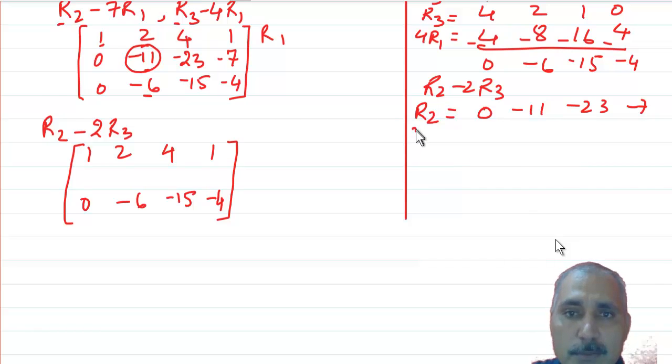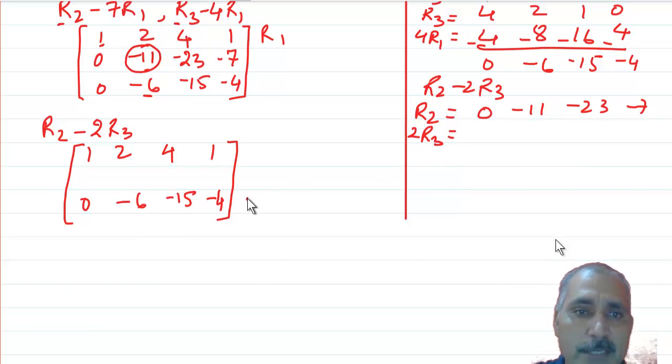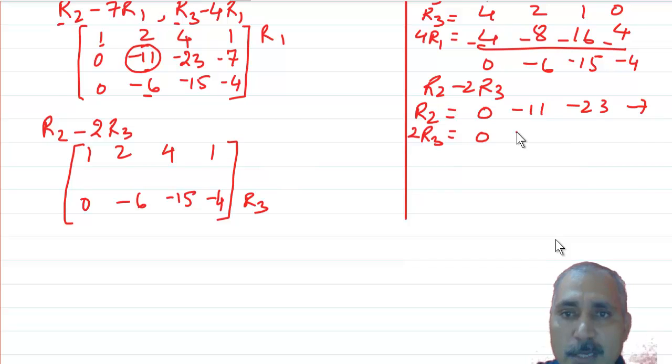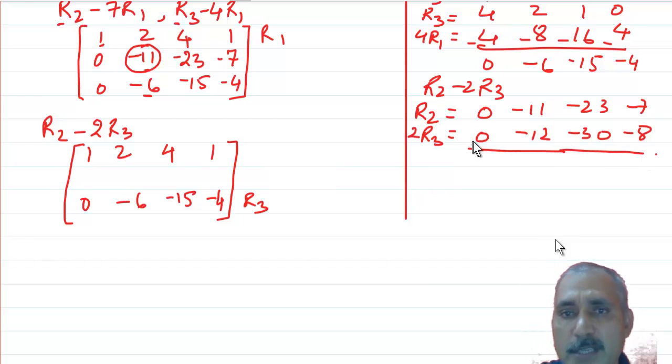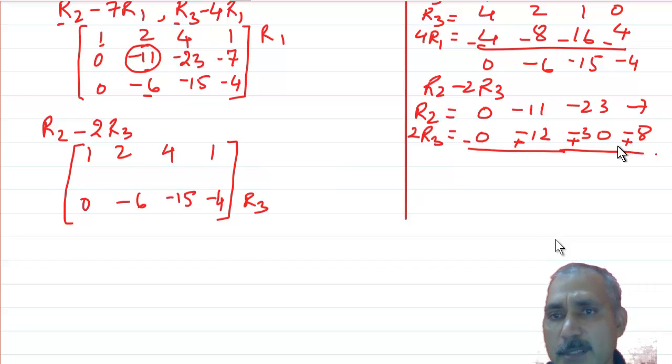Now, 2 times of R3 is going to be multiplied. This is R3, multiply this by 2, so it will be 0, minus 6 into 2, minus 12, and 15 into 2 is 30, minus 30, and minus 4 into 2 is minus 8. Let us do the subtraction. When we do the subtraction, sign will change. This negative will become positive, this negative will become positive, and this negative will become positive.